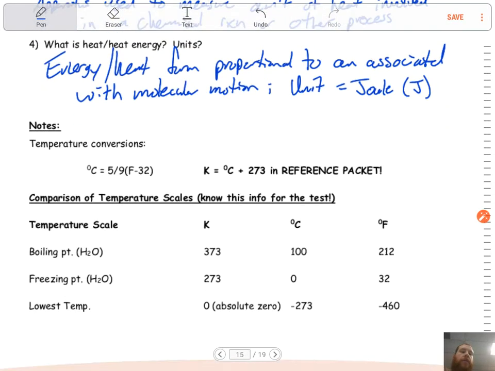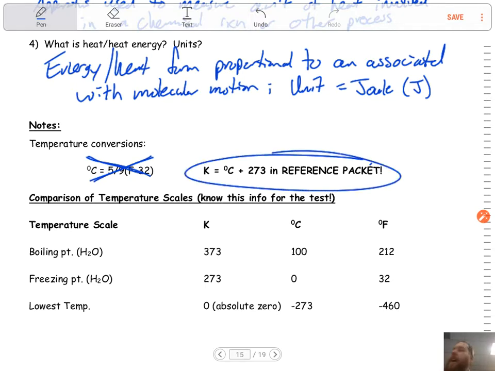There are temperature conversions. This is how we go between Fahrenheit, but we're not even going to worry about this, so you can cross that out, guys. We're not going to be ever dealing with Fahrenheit. Kelvin, though, we have to be able to convert between Kelvin and degrees Celsius. Notice this is in your reference packet. If you look on table T at the very bottom, and I want you to flip to there now, it is the last conversion that's in there. If you're trying to get to Kelvin, you take your Celsius and add 273. If you're trying to go from Kelvin to Celsius, you subtract 273.